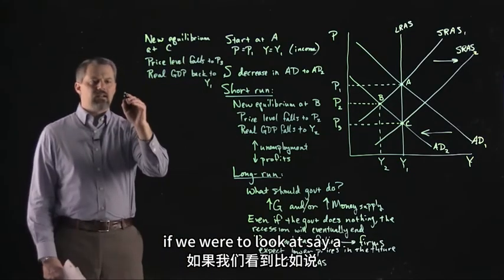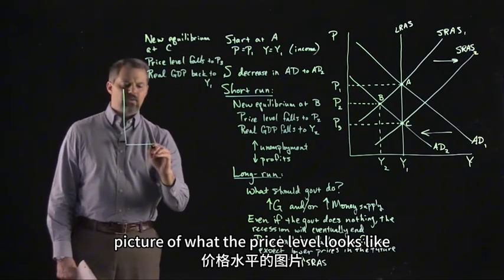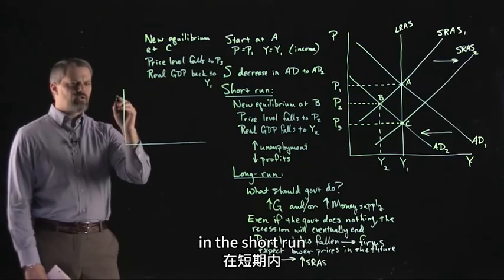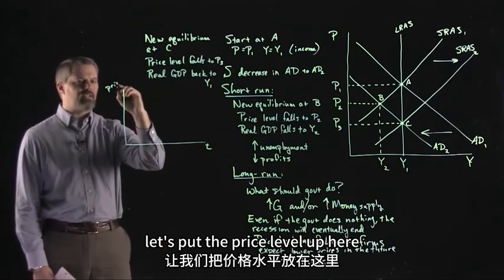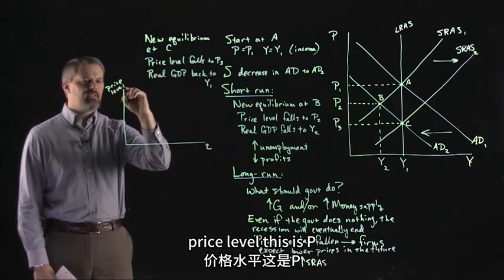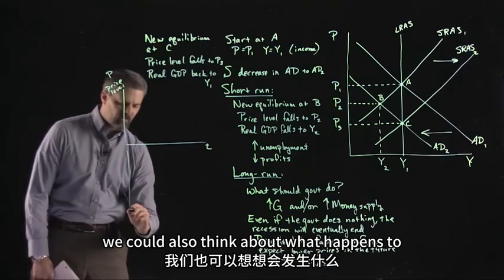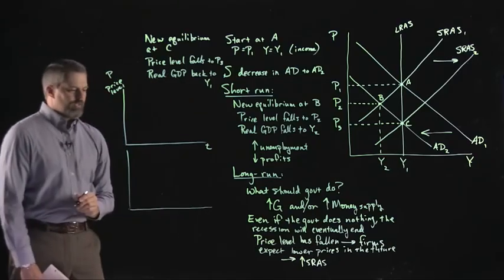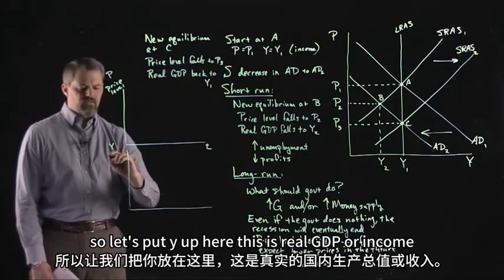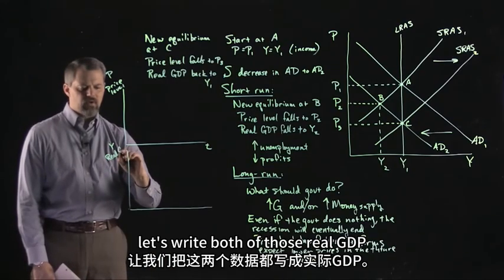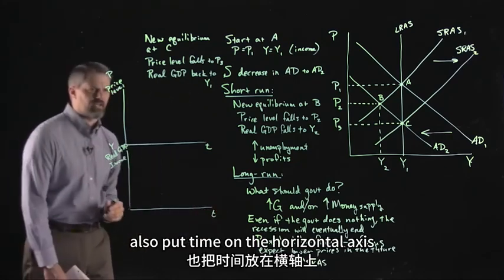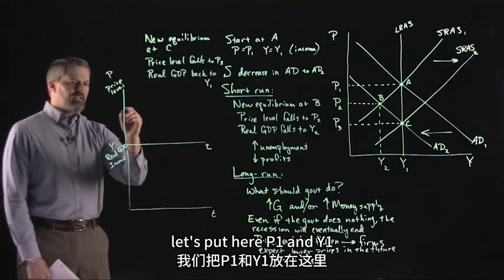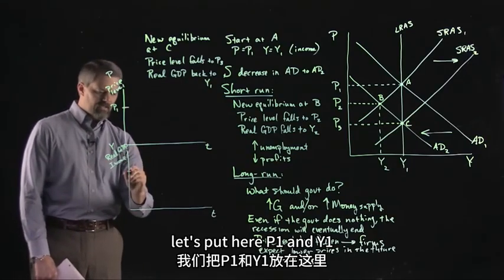If we were to look at, say, a picture of what the price level looks like in the short run, let's put time on our horizontal axis. Let's put the price level up here. Price level, this is P. We could also think about what happens to income. So let's put Y up here. This is real GDP or income. Let's write both of those, real GDP, income. Also put time on the horizontal axis. Let's put here P1 and Y1.